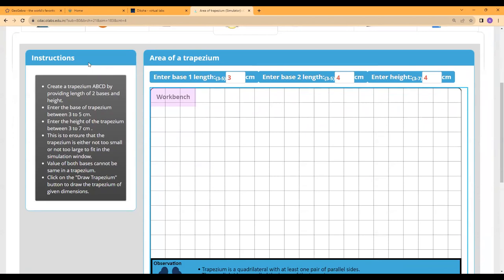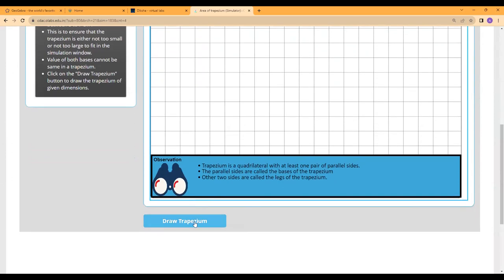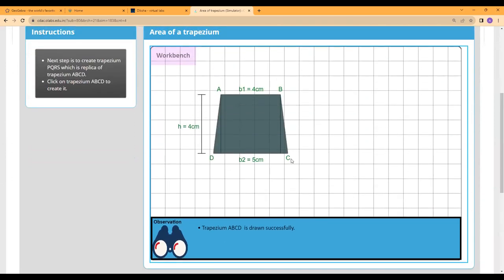As you can see, on the left-hand side, we have instructions to create a trapezium. To create a trapezium, base length. I'm taking base length 4 and enter the second base length. I'm taking 5 and height, I've already taken 4. So what we have to do, enter all the values we have entered. Now just click on draw trapezium. So I have drawn the trapezium.